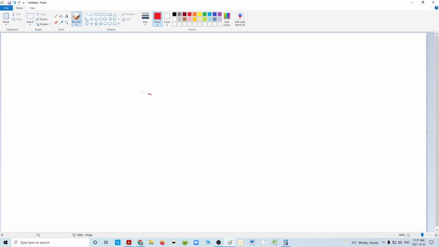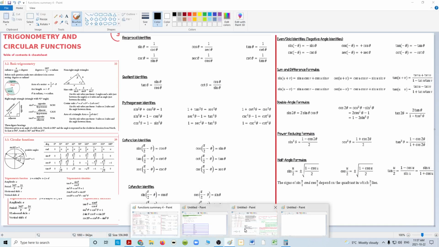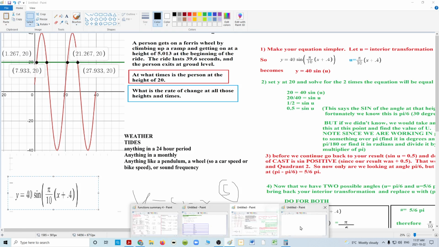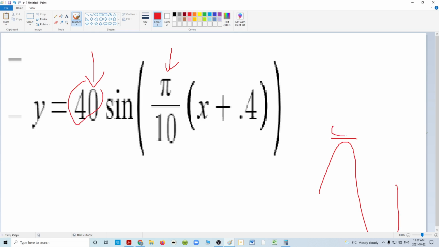Also, when you're given a formula, and in this Ferris wheel 1, we're given a formula right there. I'm going to copy it over. You should understand what the transformations are. So this one affects the period. This one affects the amplitude. So we know right away we've got an amplitude now that doesn't go up to 1. It goes up to 40.